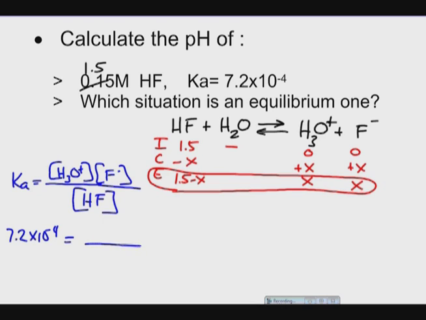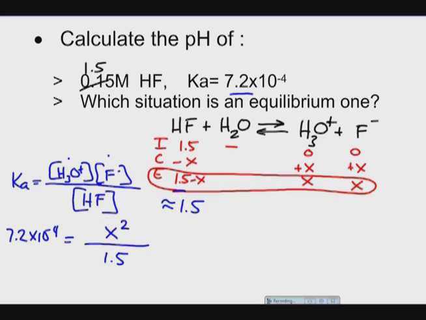Now, these two values, H3O+ and F-, are the same, so we can simplify that to being essentially x squared. Now, the bottom part of this, the 1.5 minus x, hopefully you realize, hey, Ka is a small number. If Ka, the equilibrium constant, is small, then the change x should be small. And it certainly is if we compare 1.5 to the Ka, 7 times 10 to the negative fourth, Ka is quite a bit smaller. And so we'd anticipate that approximately when we get all done with equilibrium, we're going to still have 1.5 molarity.